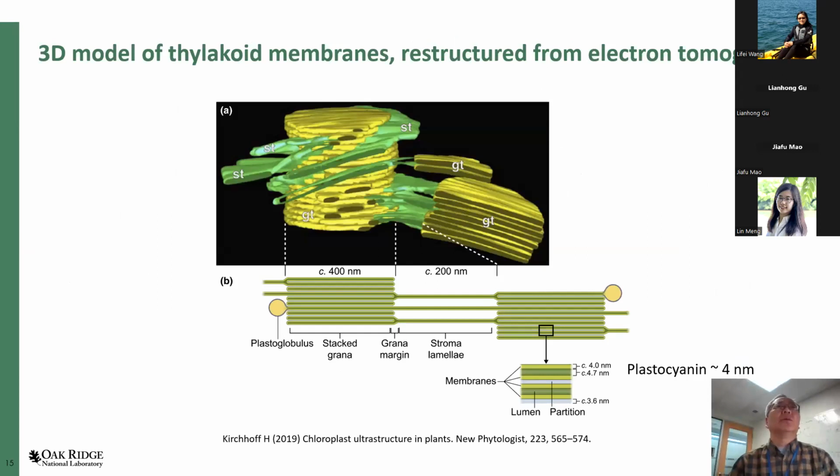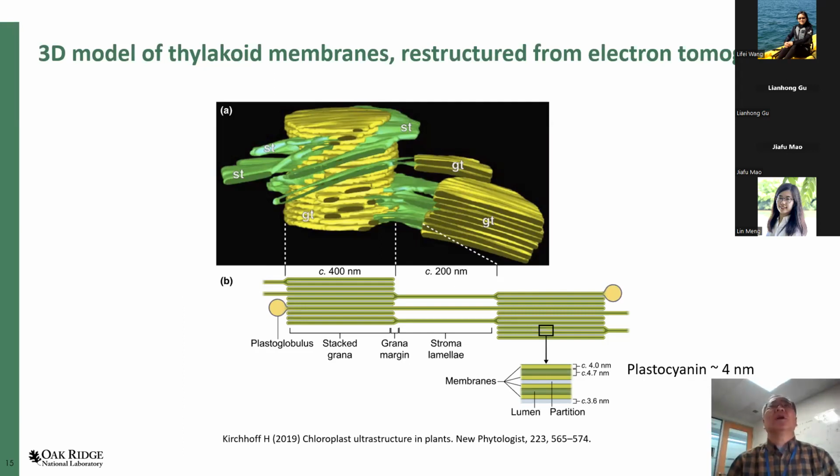But is this true? Here is a 3D model of thylakoid membrane of higher plants, reconstructed from electron tomography. A granum stack looks like a column of coins and is wrapped around by stroma lamella. The diameter of a granum stack is about 400 nanometers. The width of stroma lamella is about 200 nanometers.